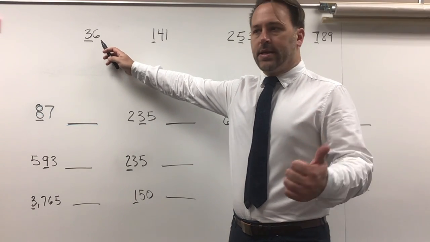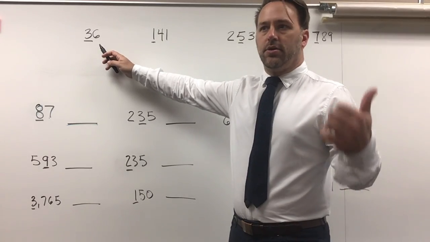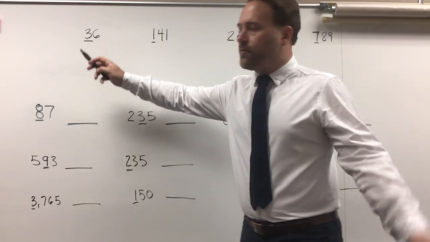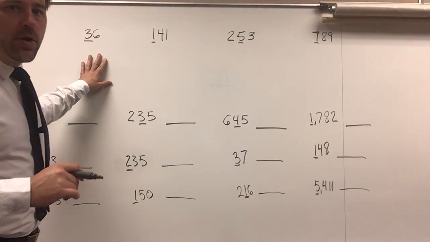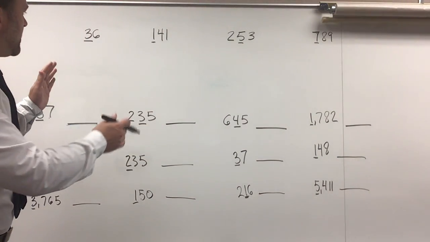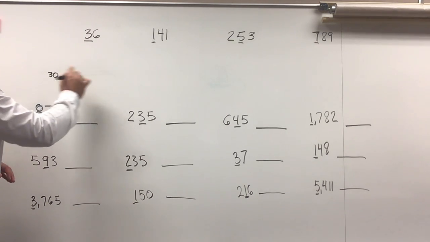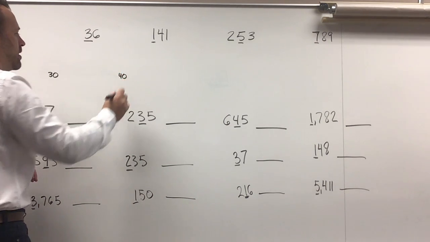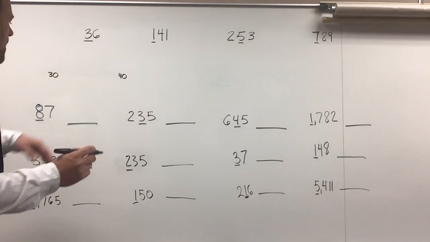Count by tens. 10, 20, 30, 40, 50, 60, 70, 80, 90, 100, 110, 120, 130. You can go on forever, right? But I want to know, what's 36 in between? What are the tens on both sides of it? Well, I know 30 is going to be below it, and 40 is going to be above it. 36 is somewhere in between, okay?